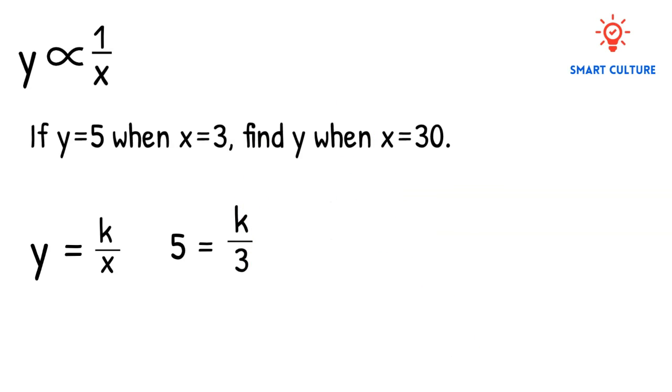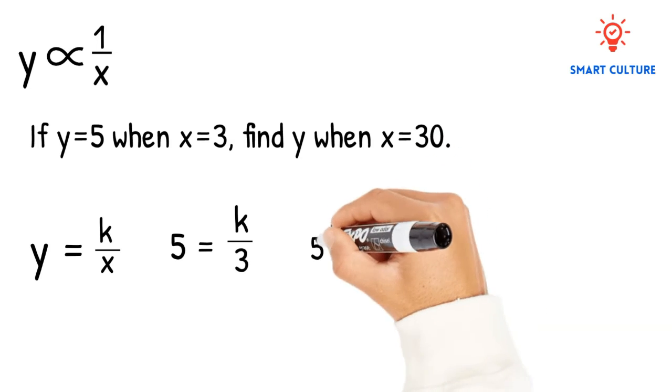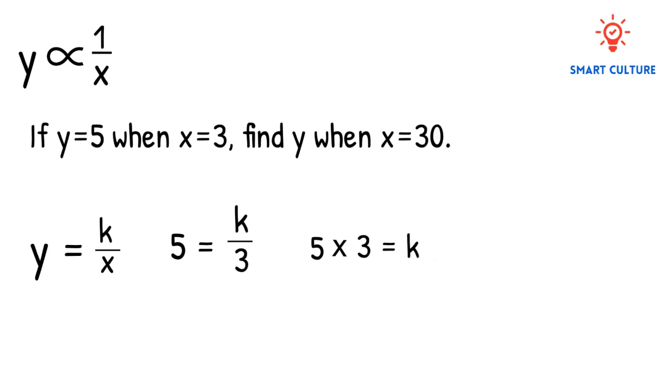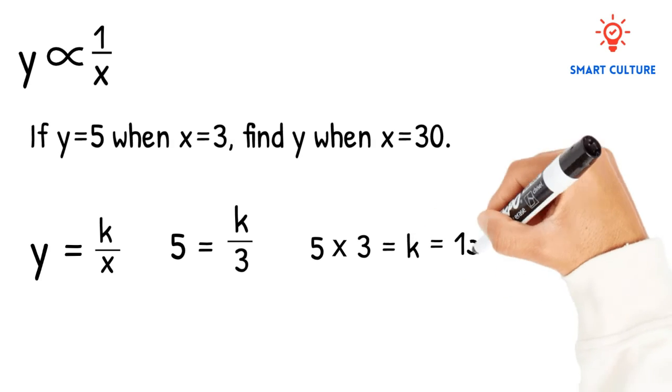which is 3. So we just plug this into the formula, then we get 5 is equal to k over 3. Now we want to get k alone because we want to solve for k. So then it will be 5 times 3 is equal to k, which means k is equal to 15.